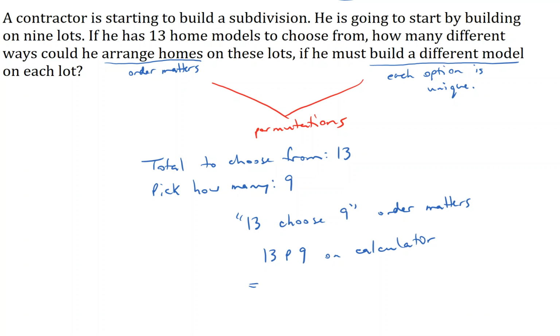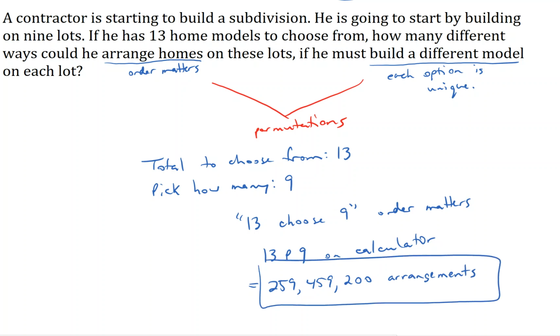Looks like we have 259,459,200 options, arrangements, let's say. That's how many different arrangements he could have on those 9 lots. Seems like a lot, and it is, because he's got 13 houses he can pick from. But that's how you can do this. If you understand that it's permutations, then you can use this feature on your calculator.